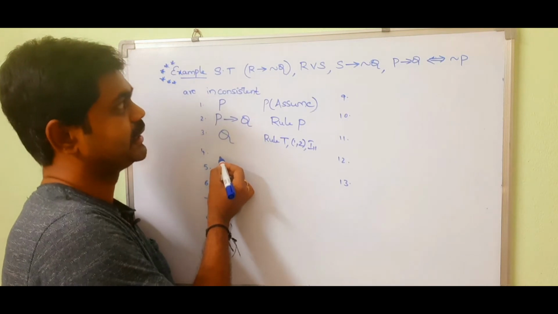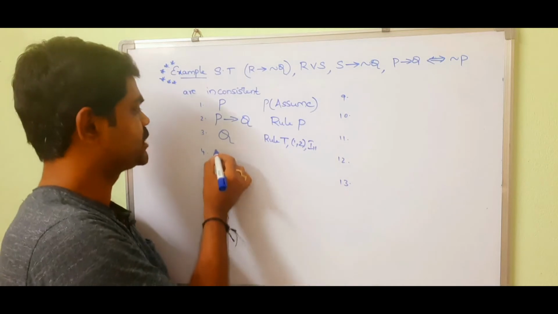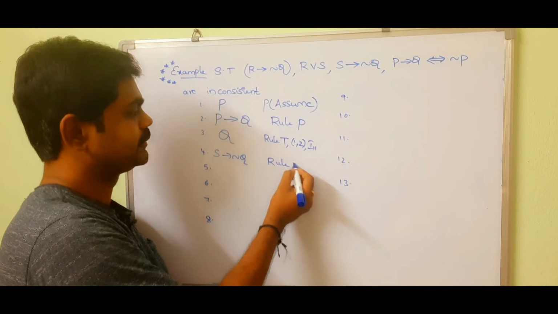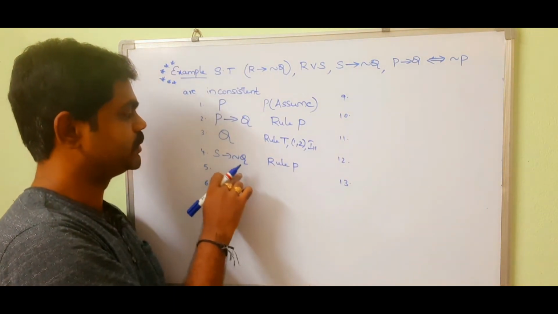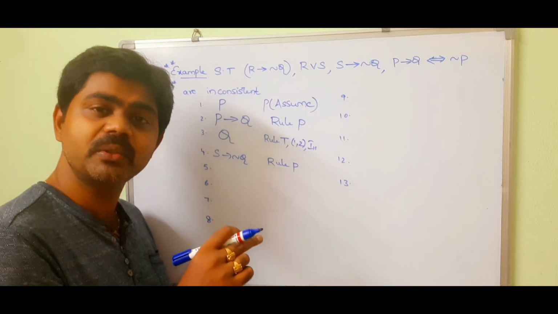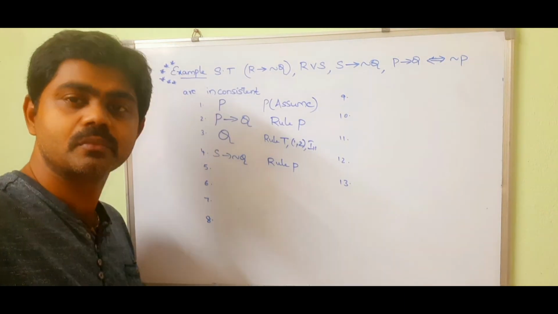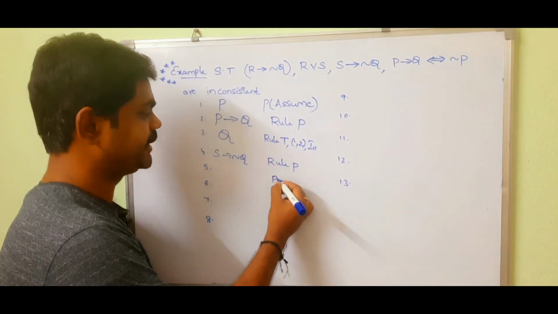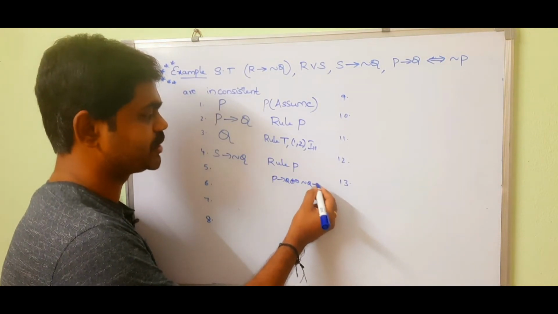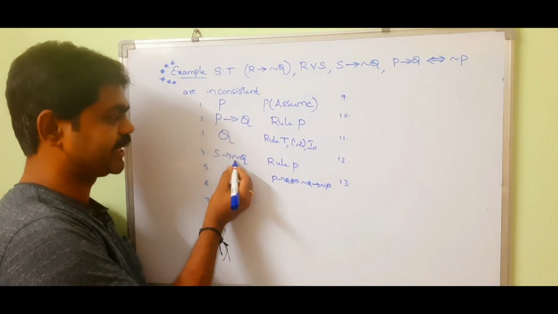So next take R implies negation Q, sorry, S implies negation Q, which is rule P again. S implies negation Q. So if we have P implies Q, we can write negation Q implies negation P. Okay, let us assume if we have P implies Q, so we can write it as negation Q implies negation P. So like that, here we have S implies negation Q.